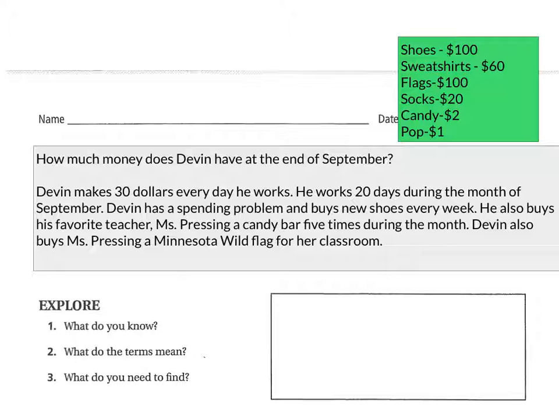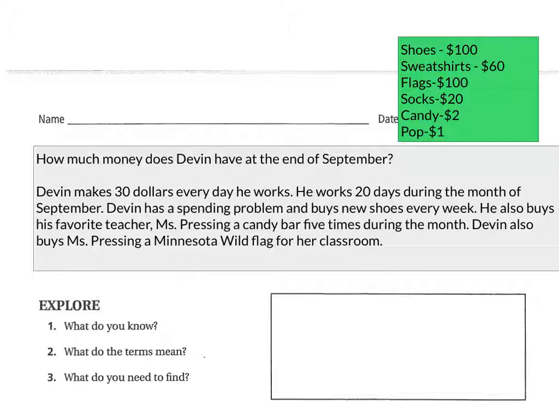So my question that I have here is, how much money does Devin make at the end of September? Devin makes $30 every day he works. He works 20 days during the month of September. Devin has a spending problem and buys new shoes every week. He also buys his favorite teacher, Miss Pricing, of course, a candy bar 5 times during the month. Devin also buys Miss Pricing a Minnesota Wild flag for her classroom. He's trying really hard to earn that A.